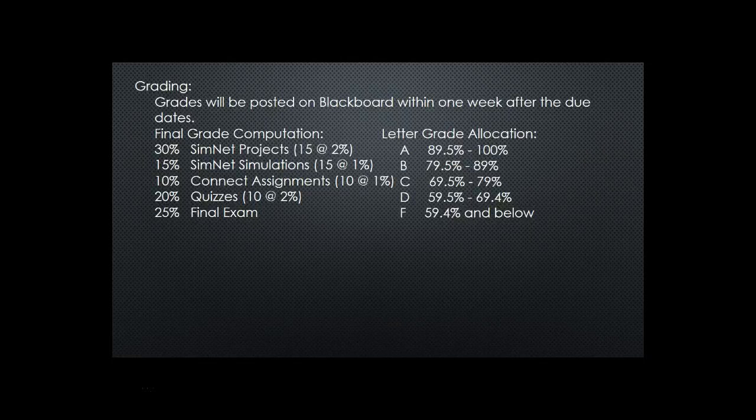And then Connect assignments, that's through McGraw-Hill. And again, you'll see the tabs on the side to see all these. There's 10 of them. They're 1 point apiece. And there's quizzes. And again, the quizzes are over the chapters in the Information Systems book. And there's 10 of them. And they're 2 points apiece. And then, of course, the final exam's worth 25% of your grade.